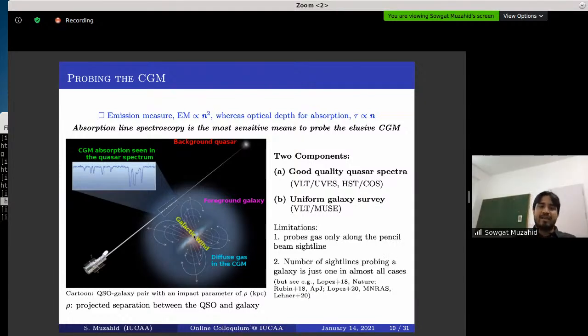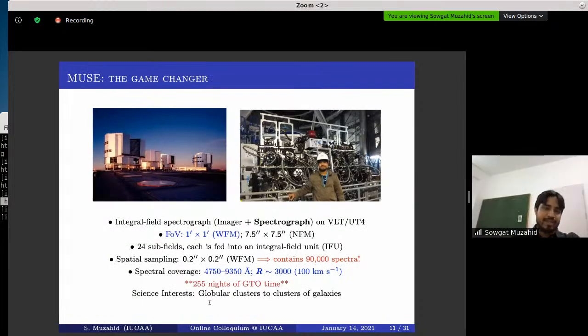But there are limitations with these studies because they probe gas only along a pencil beam sight line. And the number of sight lines probing a galaxy, in almost all cases, will be just one. If you are very lucky, there might be two, but that's very, very rare. So in order to do detailed circumgalactic medium studies, you need a large enough sample. And to do that, we are using MUSE, okay?